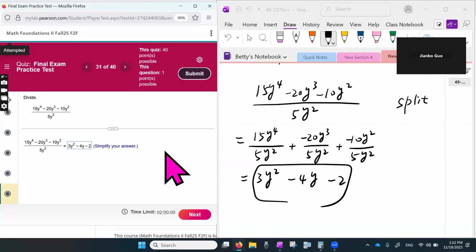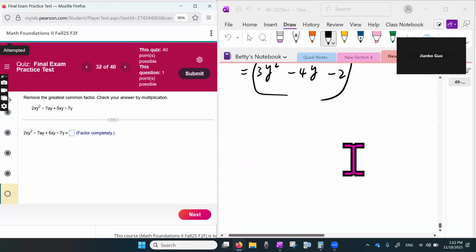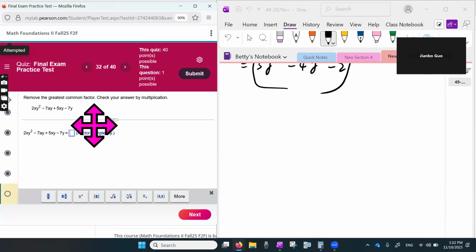Question number 32. GCF and then factor. Okay, so this one, today we actually saw a similar problem in the review of test 3. We just need to factor out the GCF. The remaining polynomial is not factorable.